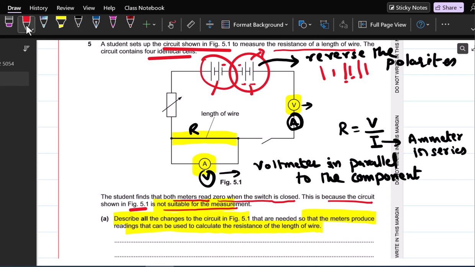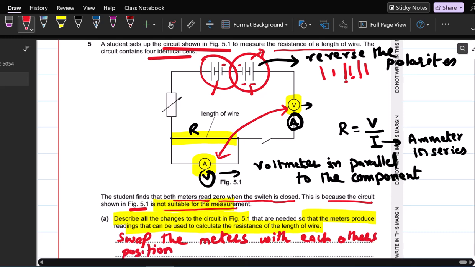So I would say that you have to swap these meters. So you can say swap the meters with each other, with each other's position.